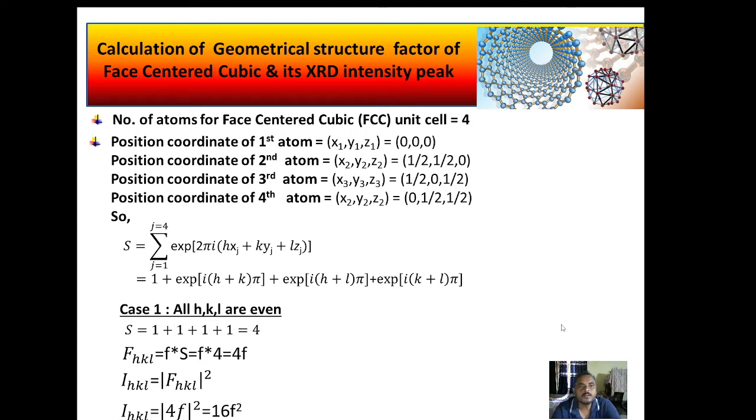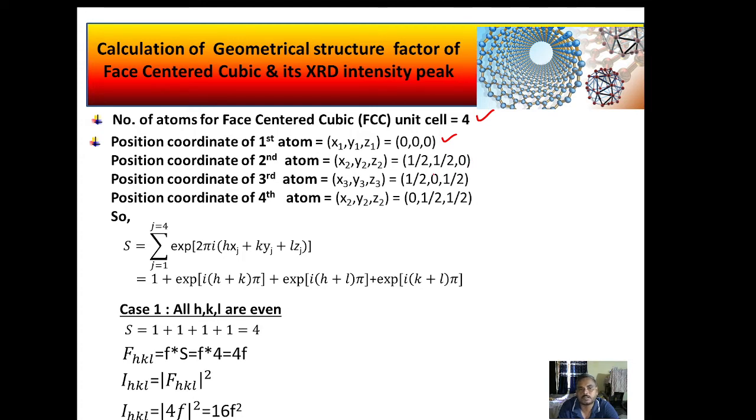So you can see for the FCC, there are four number of atoms. This is being mentioned here in the first point. And the position of those four atoms can be like this. The first atom can be at the origin, and the last three atoms can be at the centers of the three faces, basic faces of the unit cell.